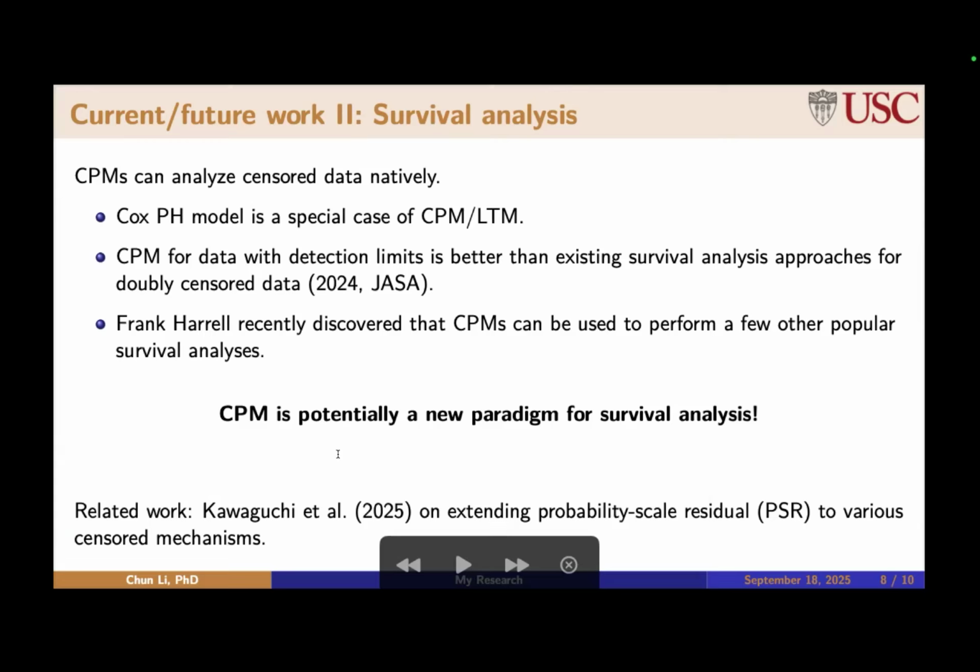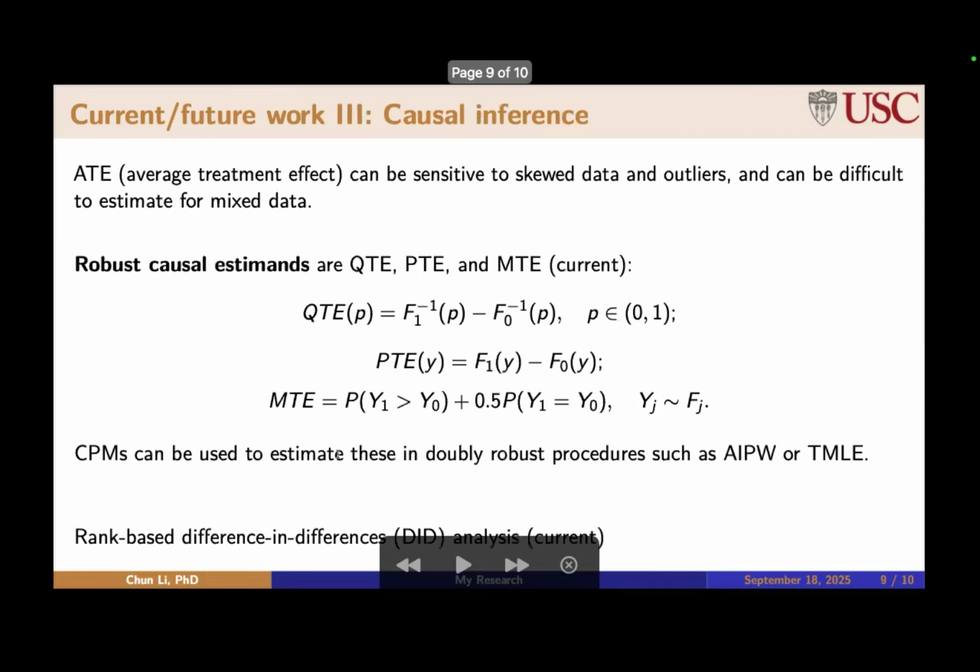The side note is, we have something called probability scale residual, PSR, and Eric Kawaguchi is working on the manuscript revision to extend it to various censoring mechanisms. So this would also be useful in this extension.